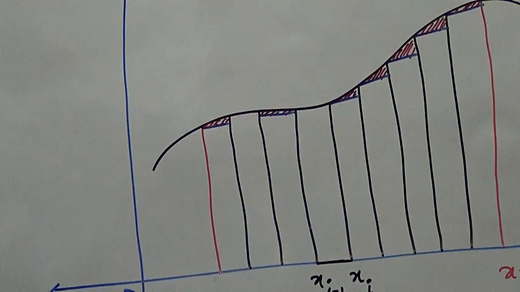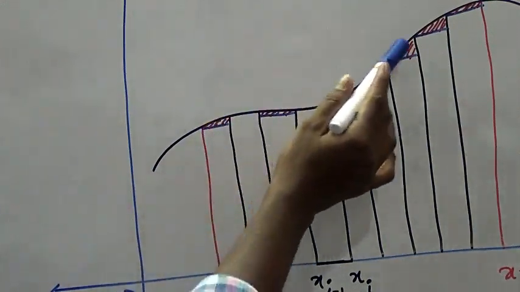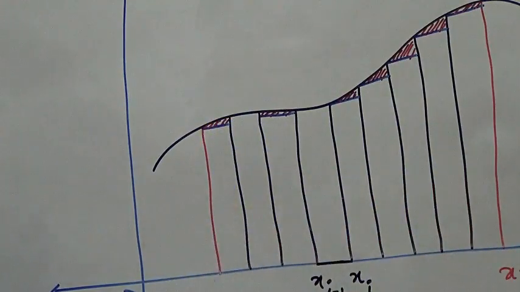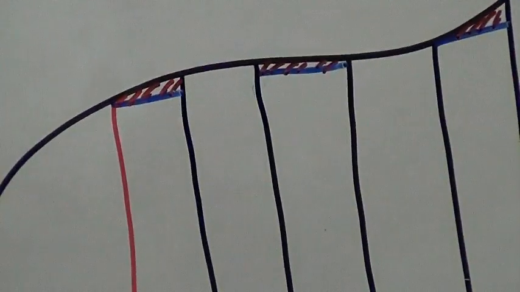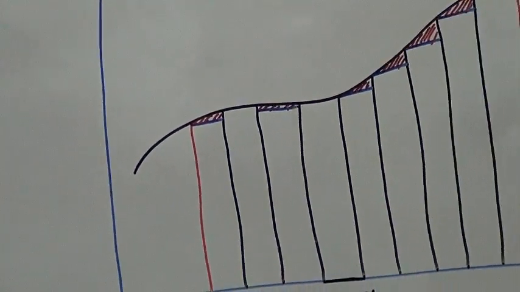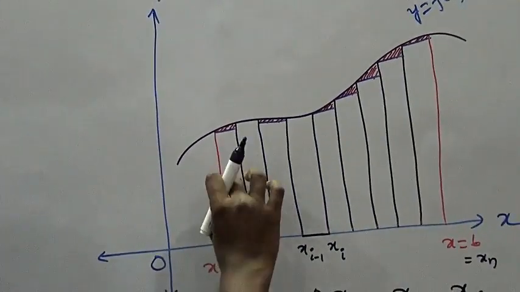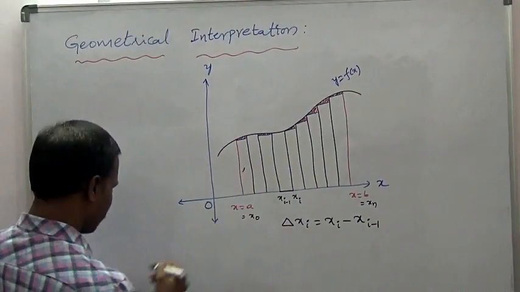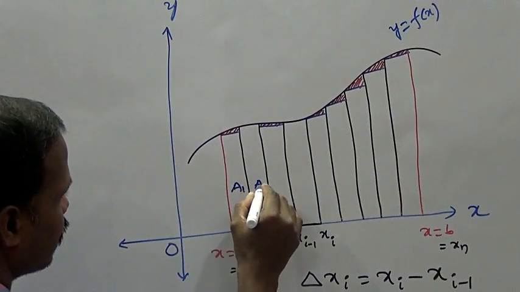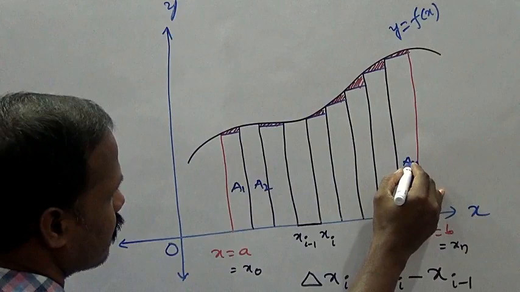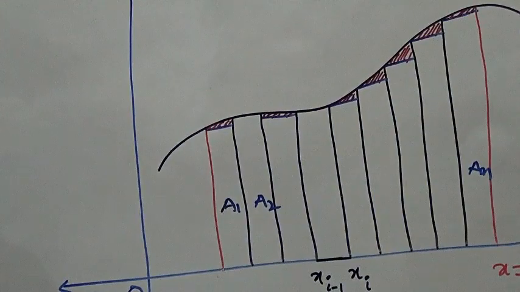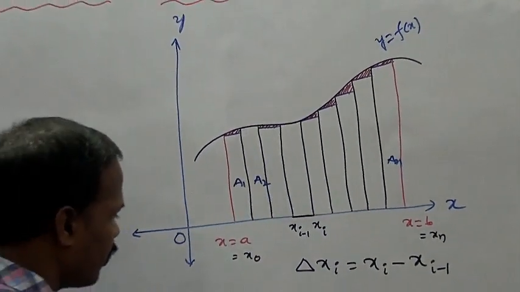So now first of all eliminate these small parts. These are the error parts. Eliminate this. So what are these? These are the rectangles. So what is the area? Let the area of this one be A1. This is A2, and so on, this is An. Okay, na? Now the total area A equals A1 plus A2 plus so on up to An.